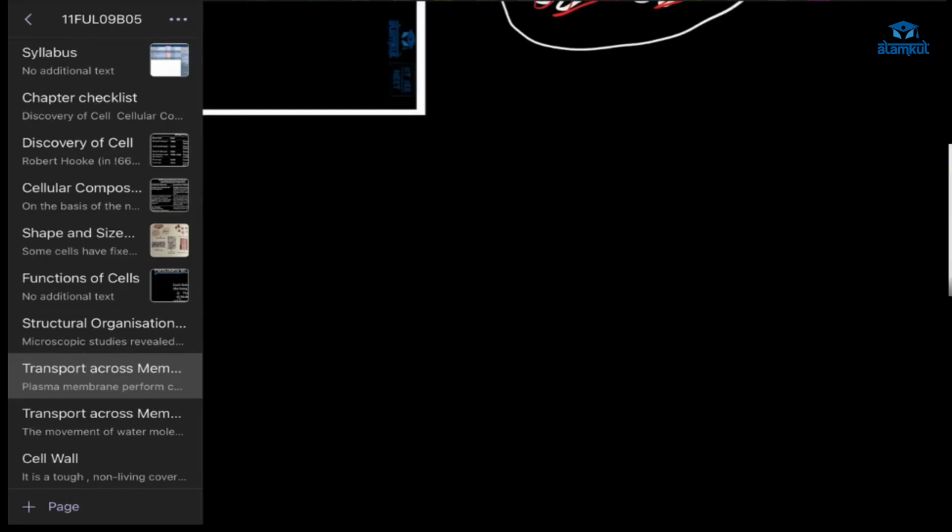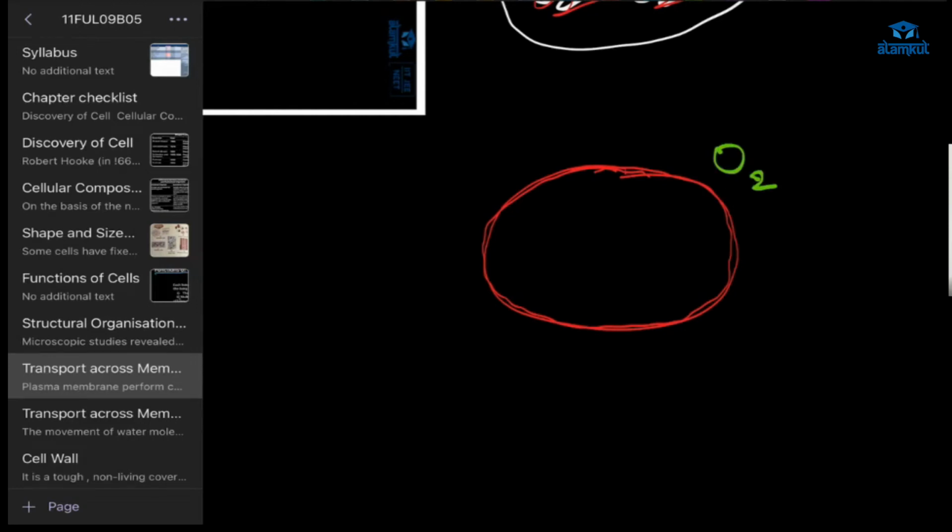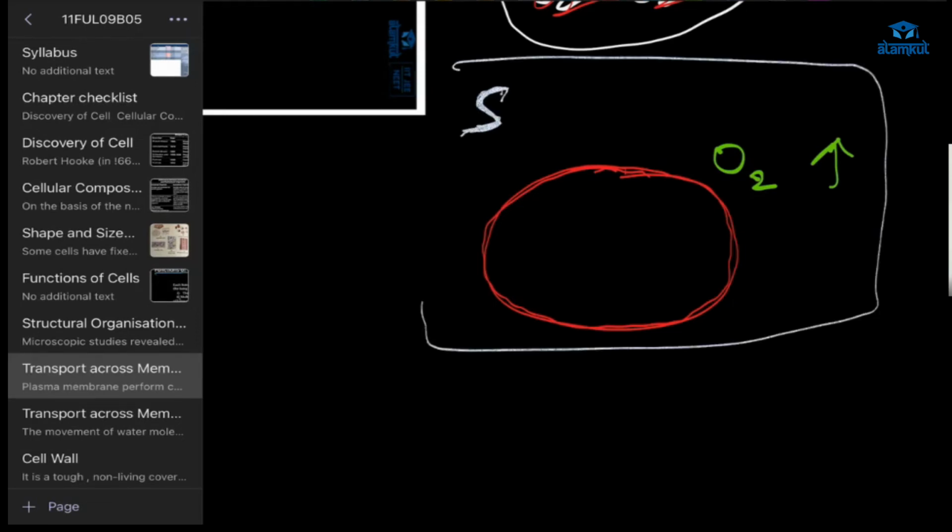Diagram part, okay. This is our cell. This is the plasma membrane. And this is not the real diagram, this is simple to understand. Now we have oxygen outside the cell. There is high concentration of oxygen outside the cell, in the surrounding. If I write it like this, you can understand, right? Yes, ma'am. This is our surrounding.